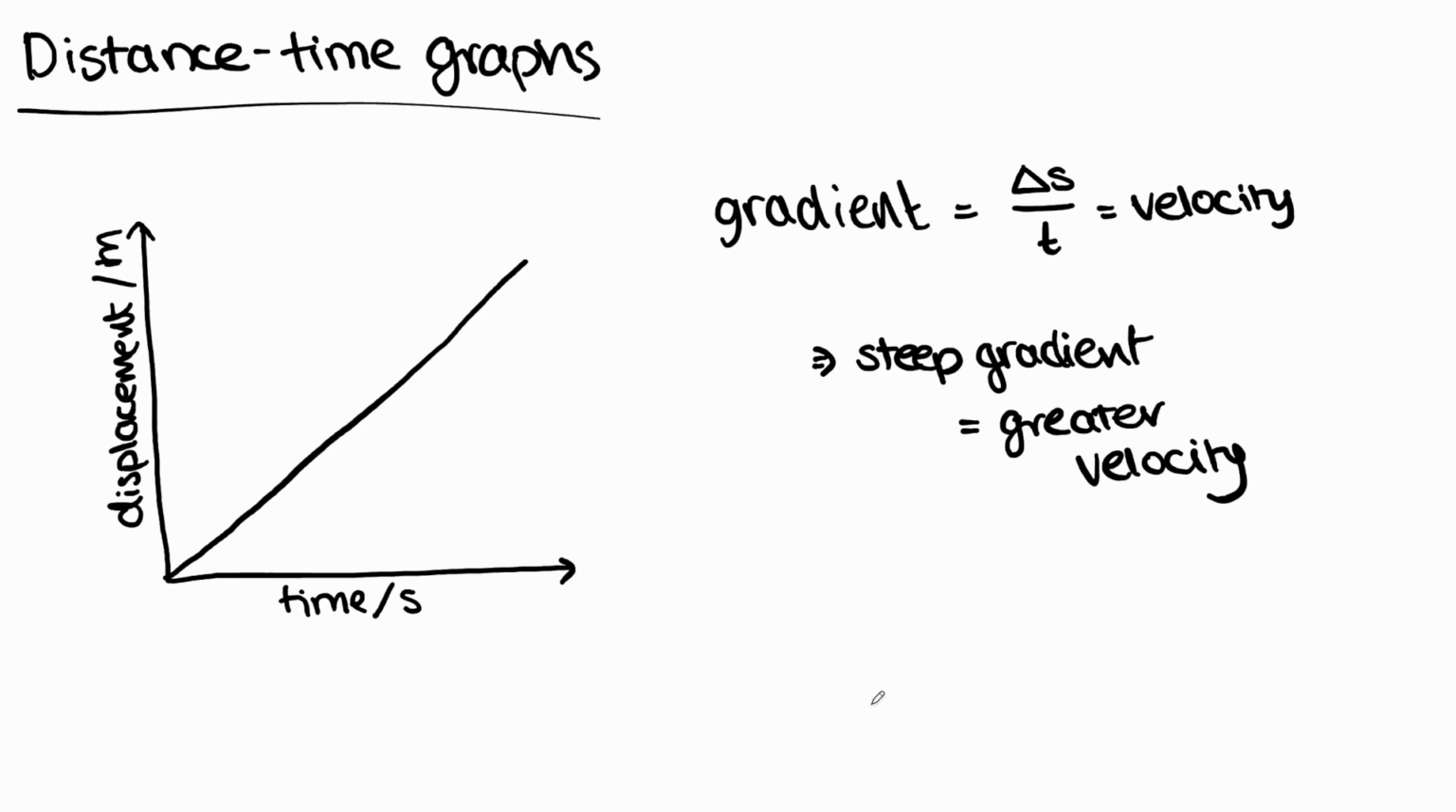Moving on to distance time graphs, we have displacement on the y-axis and time on the x-axis. The gradient for this, you should know, it will be velocity. If you imagine working out the gradient normally in maths, it's delta y over delta x, and substituting in what's on the y-axis and the x-axis, we get delta s over delta t, which we know is velocity. From this, we know that the steeper the gradient, the greater the velocity.